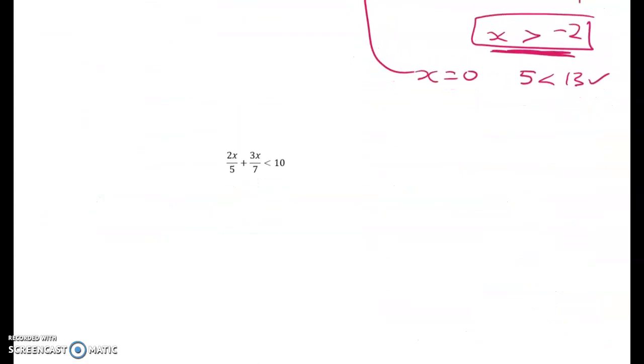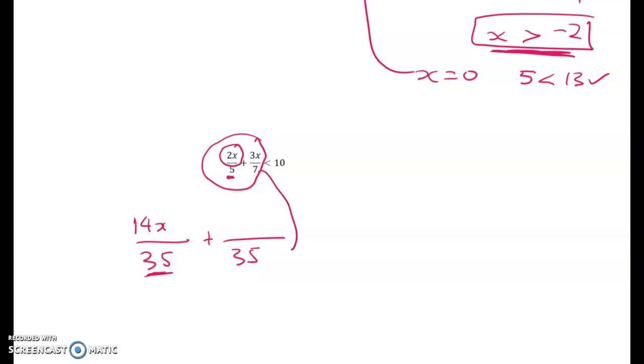where we've got to simplify some fractions. So we're going to clean up this left-hand side first, and then proceed from there. The common denominator I'm going to get here will be 35. So we've got something over 35 plus something over 35. I times 5 by 7 to get to 35, so I have to do the same to the 2x. So that gives me 14x. Right, 7 fives are 35, so 3 times 5 is 15, and it's 15x is less than 10.